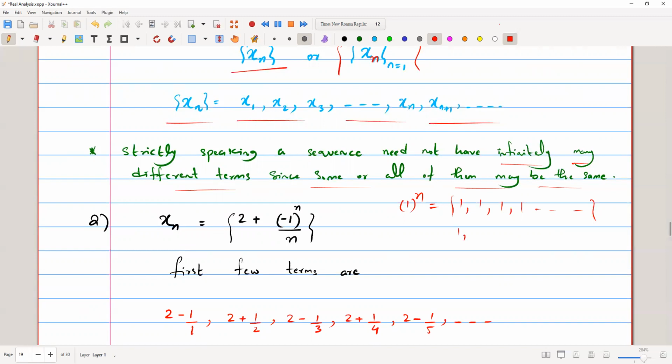And we may have a sequence like this: 1, 1 over 2, again 1, 1 over 3, again 1, 1 over 4, again 1, 1 over 5, and this is also a sequence, right?